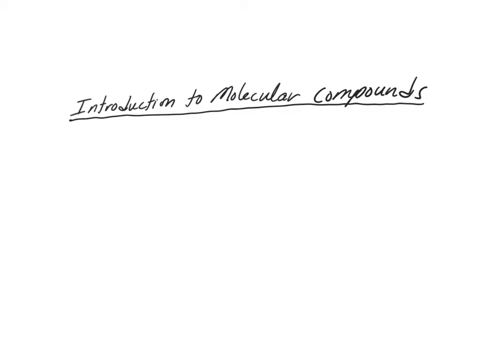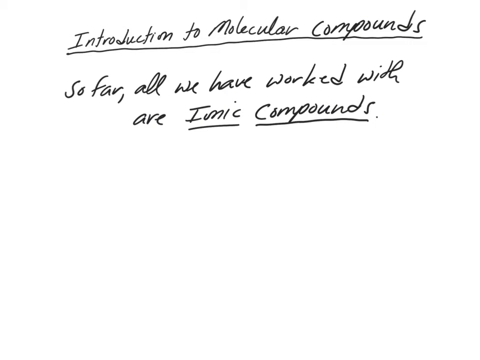Okay, everybody, so the next topic that we're going to be covering has to do with molecular compounds. Up to this point, all we've talked about are ionic compounds. These are compounds that are made of ions. Molecular compounds are not made of ions. So before we go on, let's really be clear about what ionic compounds are. They are compounds that are made of ions.